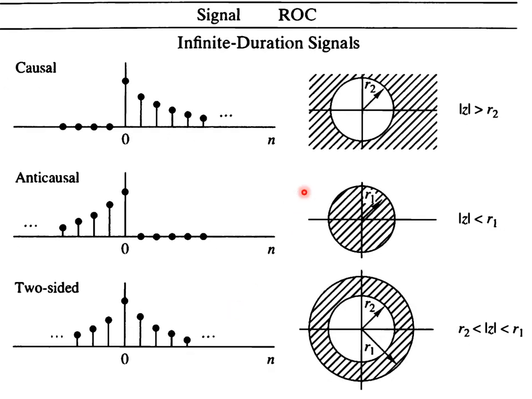For infinite duration sequences, the region of convergence in case of a causal sequence is the exterior of a circle of some radius, and for an anti-causal sequence it is the interior of a circle. And if it is two-sided, then it is actually a ring.